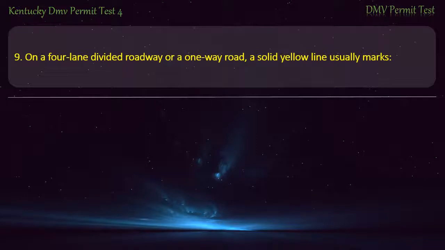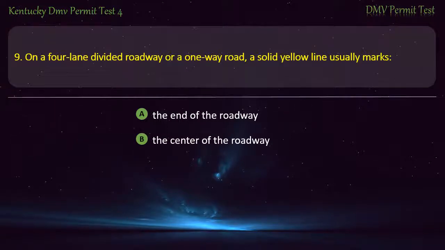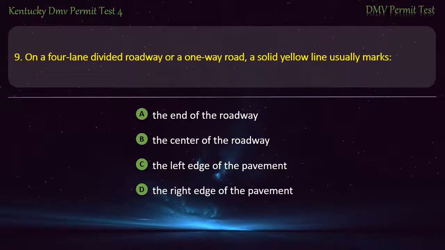Question 9. On a 4-lane divided roadway or a one-way road, a solid yellow line usually marks the end of the roadway, the center of the roadway, the left edge of the pavement, the right edge of the pavement. Answer. The left edge of the pavement.